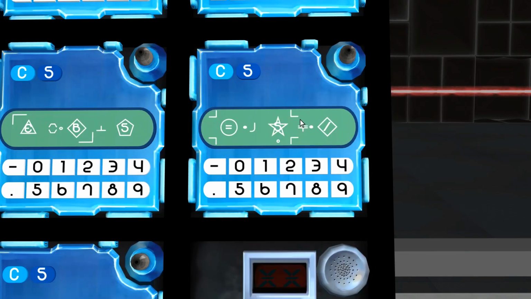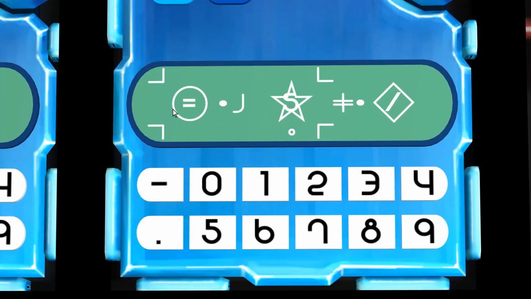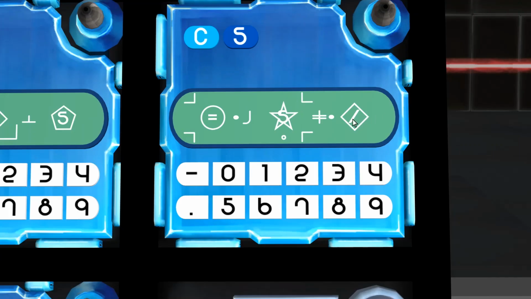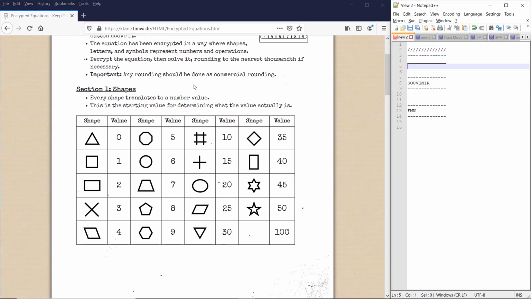So each shape has an initial value to it. So we have a circle, a star, and a diamond. So we look at the first part of the manual, section 1, which is shapes. We find the shape and then we just write down its corresponding value.